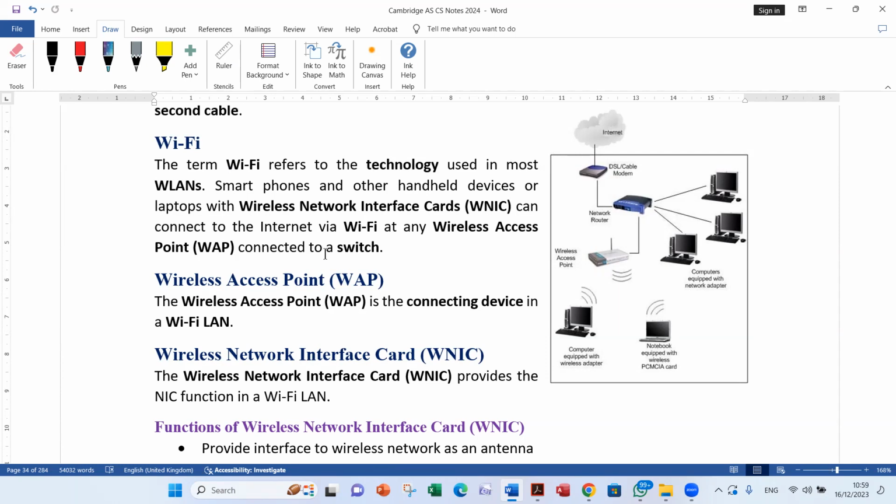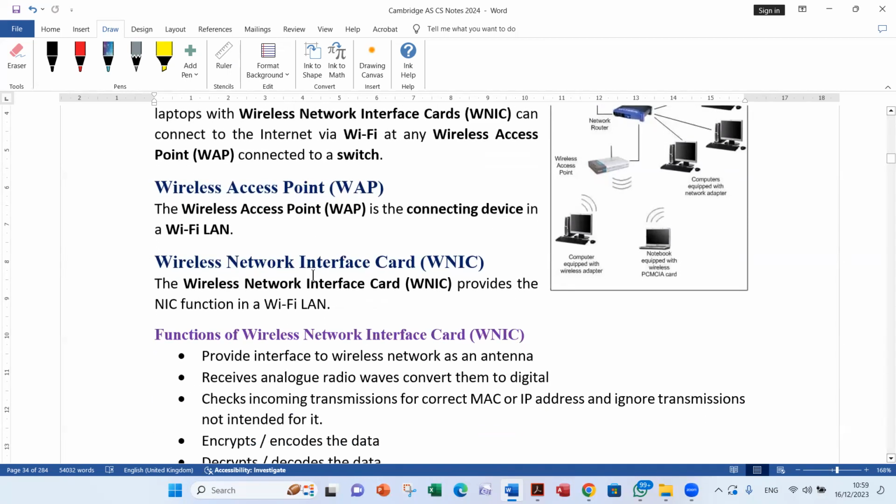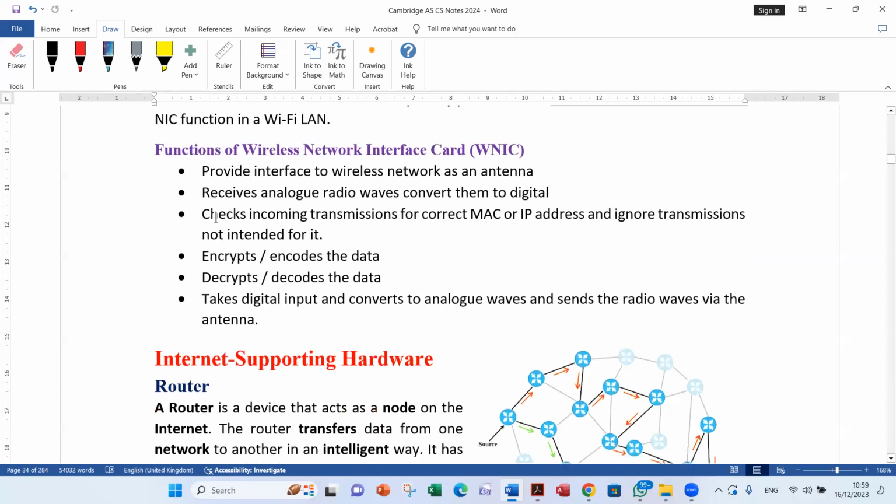Instead of having network interface cards in the computer, we will have a wireless network interface card inside computers, or smartphones, or smart TVs, or any device. Also, any wireless network interface card will have its own unique MAC address. Okay, functions. These are all exam questions. Please study them very well.